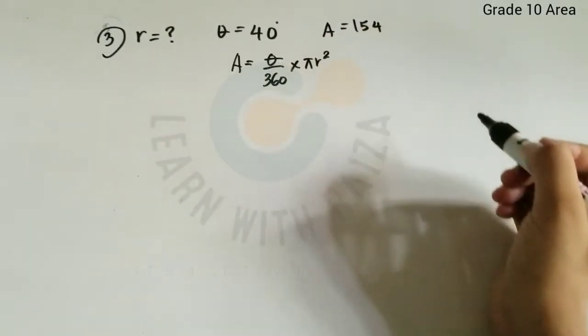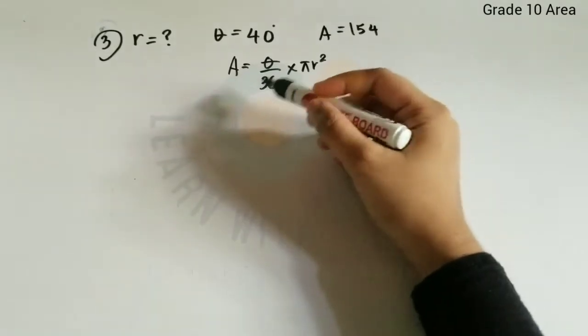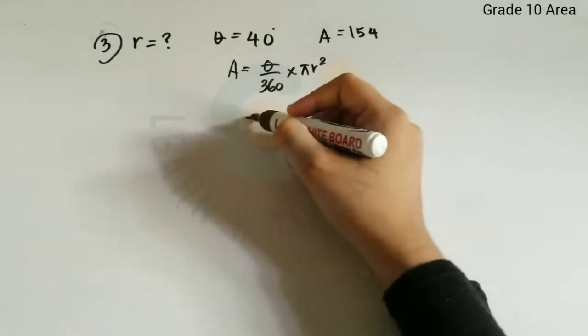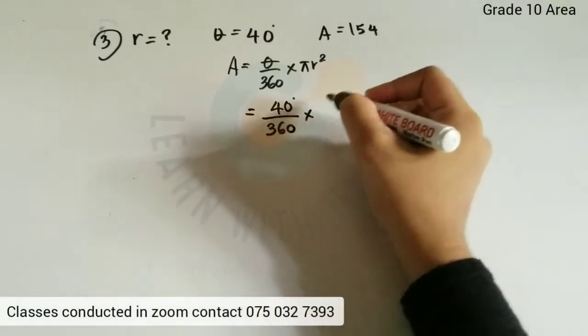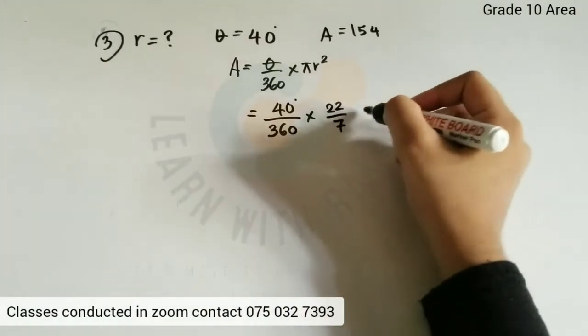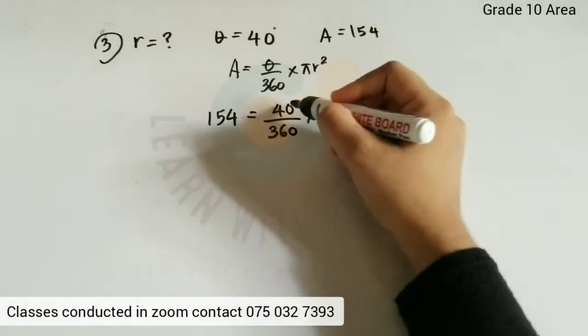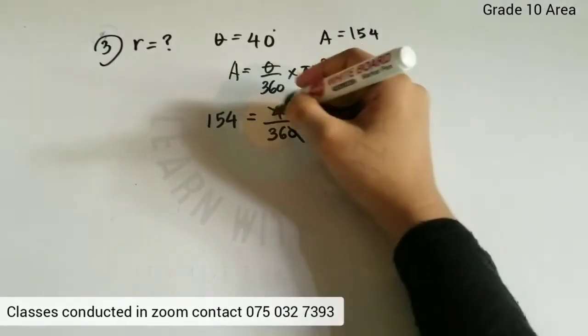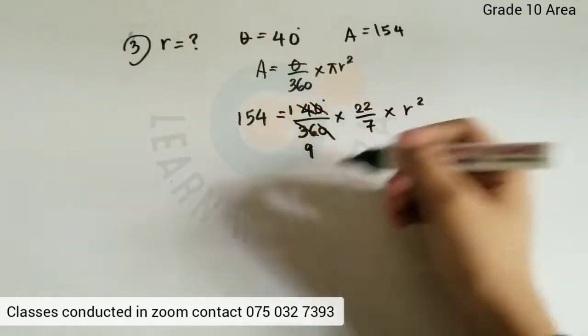Now you have to find the radius. So first of all, you can substitute the values. Here you get 40 upon 360 into 22 upon 7 into r squared. This is 154. So we'll solve this one. 0, 0 cancel. 4 times 1, 4 times 9. What else? Only that much.